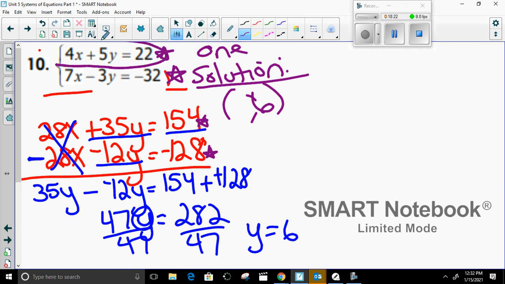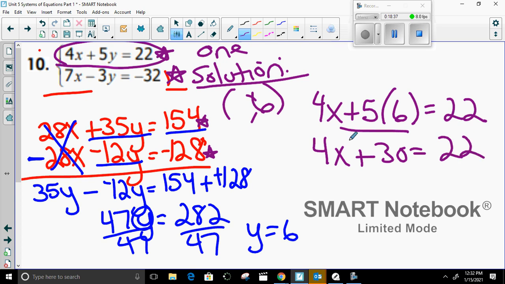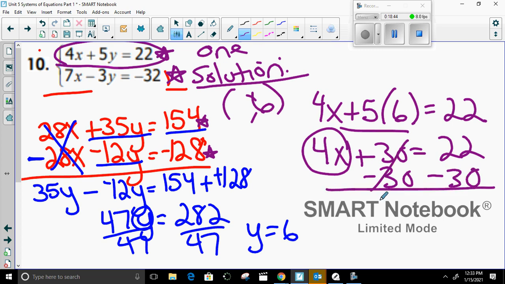So I'm going to take this equation. Wherever I see y, I'm going to plug in 6. So 4x plus 5 times y, which is 6, equals 22. Multiply first. So 4x plus 30 equals 22. You're trying to solve for x, so you can't touch 4x till you get rid of plus 30, so minus 30. So 4x equals, what's that, negative 8? Finish getting x by itself, so divide by 4, and negative 8 divided by 4 would be negative 2.